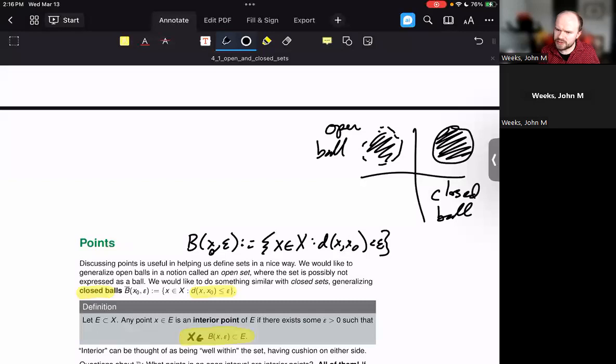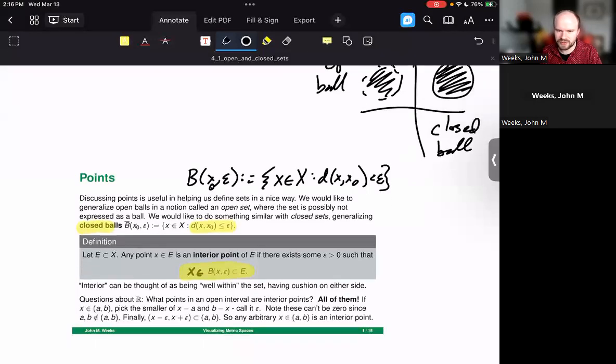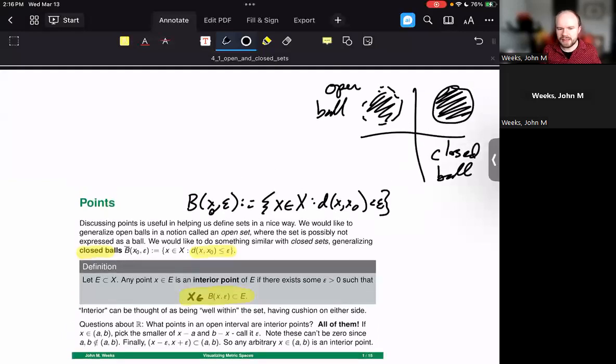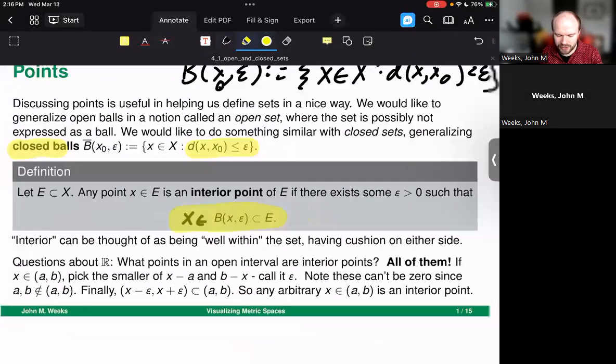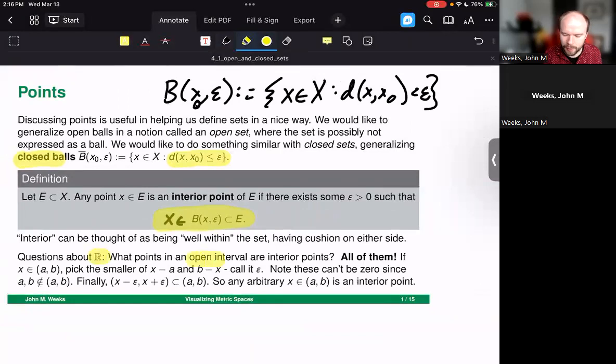We'll get to closed balls in just a little bit, because closed balls do not have this property, which is, for open balls, you could say, take a look at all of the interior points of that set. Every point of an open ball should be an interior point. We're actually going to go through and prove that on a later slide. So you can see here, that's exactly what we're doing in terms of the real numbers. What points in an open interval are interior points?